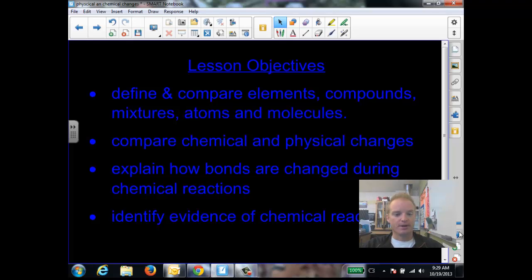You should be able to compare chemical and physical changes. You should be able to explain how bonds are changed during chemical reactions and identify evidence that chemical reactions have taken place. Those are the big things we want to get from our notes today.